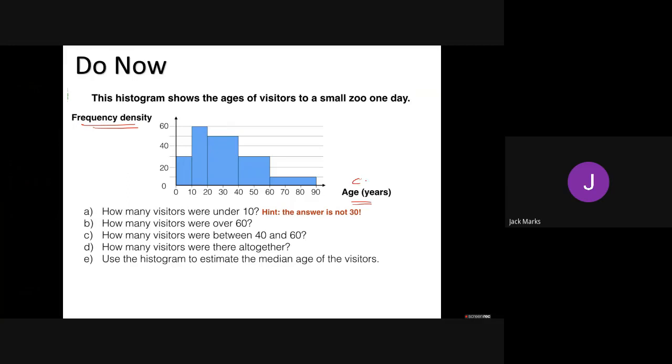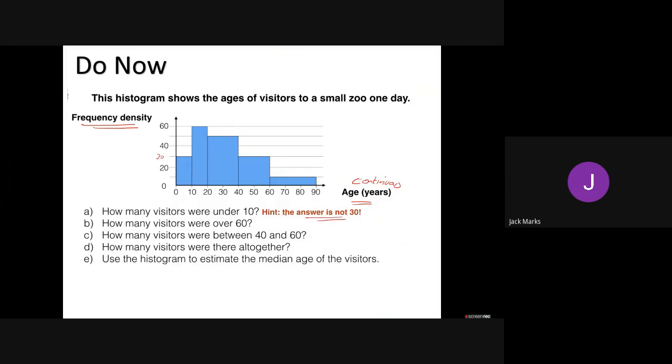It's quite common that we have some kind of continuous data on our x-axis, and we also notice that these bars are next to each other and there are no gaps, which fits with the idea that it's continuous data. If we look at some quick questions to start off with, how many visitors were under 10? It's very tempting to look at this and say the frequency is 30.